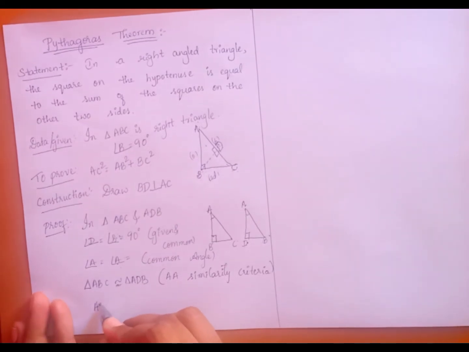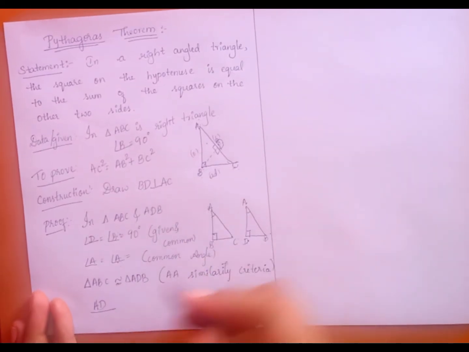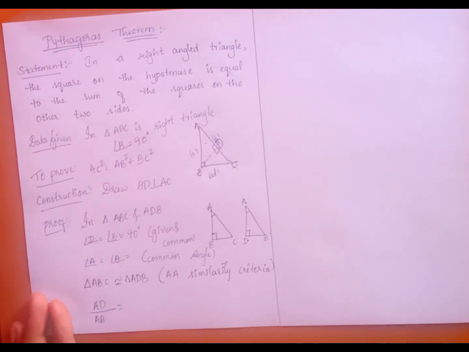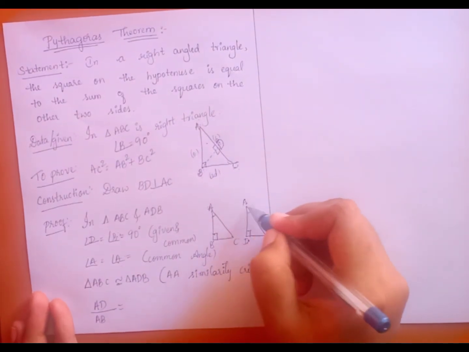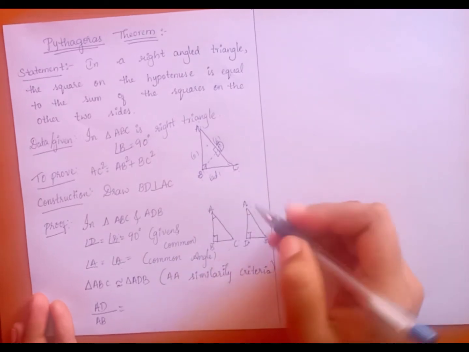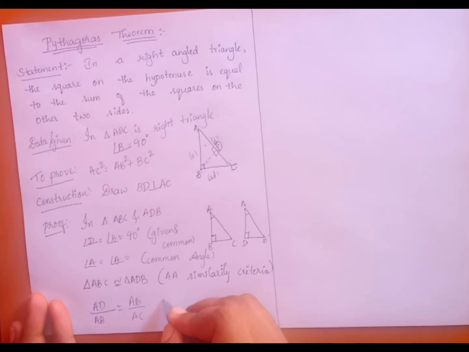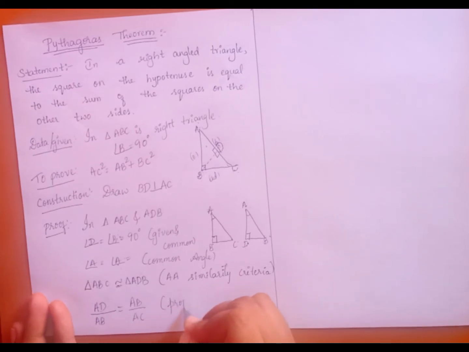So now I am taking AD as a proportional side. Therefore AD divided by AB is equal to AB divided by AC, hypotenuse, because they are proportional sides.